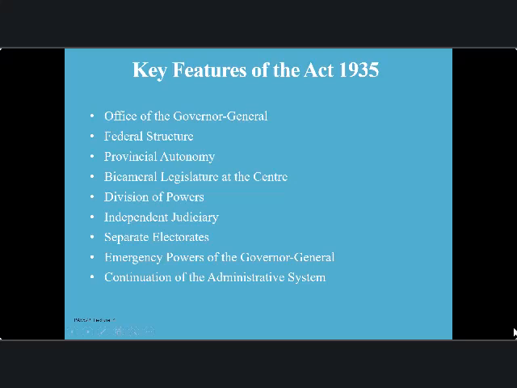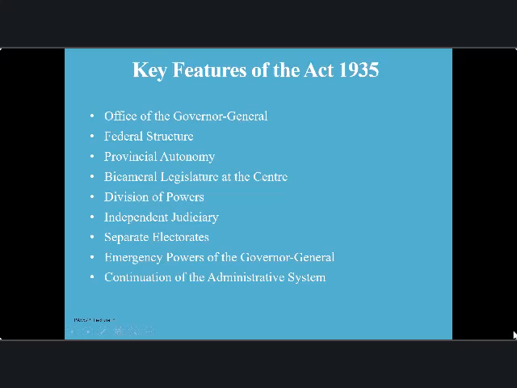Now the independent judiciary. The Act provided for the establishment of an independent judicial system. It created the Federal Court, which served as the highest court for constitutional interpretation before the establishment of the Pakistan Supreme Court. Now the separate electorates. The Act continued the system of separate electorates where different religious communities elected their own representatives. The emergency powers of the Governor General. The Governor General possessed extensive reserve and emergency powers, allowing him to override elected institutions when necessary.